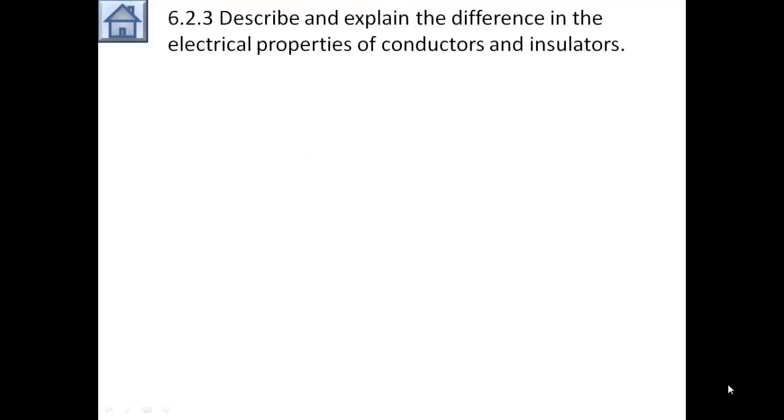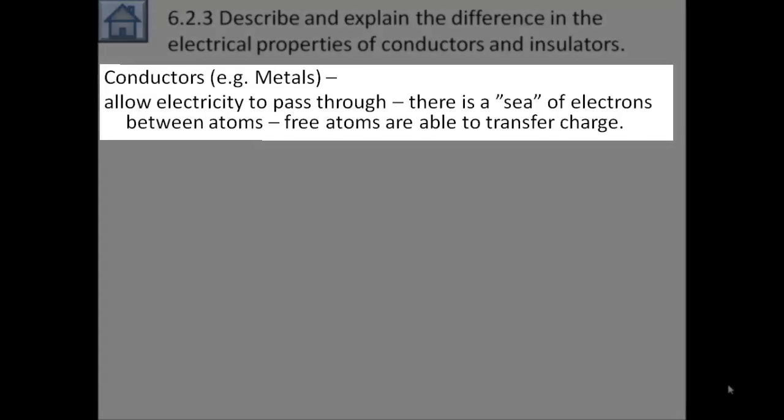Describe and explain the differences in the electrical properties of conductors and insulators. Conductors, for example metals, allow electricity to pass because there is a sea of electrons between the atoms, and they're able to transfer the charge. By the way, this says free atoms. This is not true. The atoms are not free, the electrons are free.